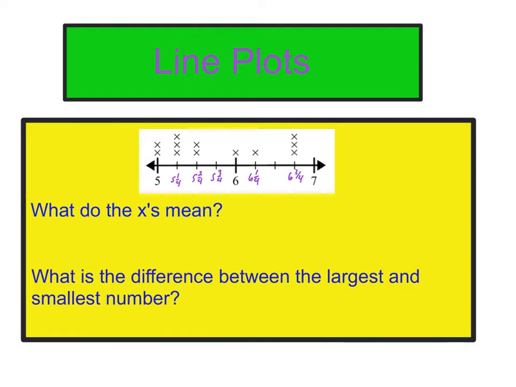So when there's 2 X's above a 5, that means I have 2 5s. There's 3 X's above 5 and a fourth, which means I have 3 5 and 1 fourths. I have 2 5 and 2 fourths, or 5 and a half. Either one works fine for this. I have a 6 and a fourth, and 3 6 and 3 fourths.